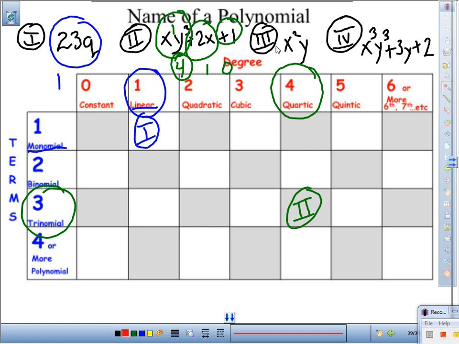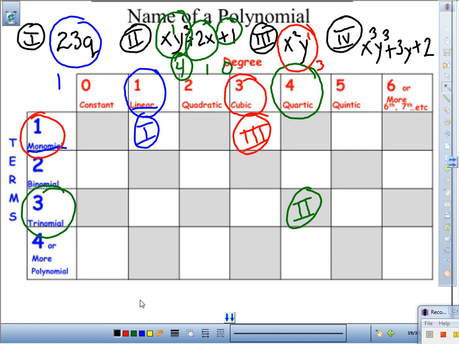I'm going to go over the third one, since it seems like there's a disturbance in the forest. Here goes. How many terms do we have here? Since there's no addition or subtraction in between, that means this is one term. What's the degree of this term? What is 2 plus 1? 3. That means this is a cubic. Since it's only one term, it's a monomial. So that one belongs right here. This is a cubic monomial.